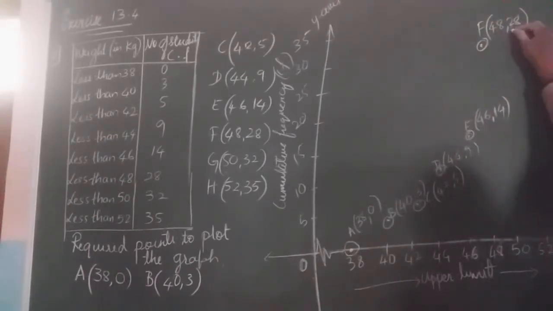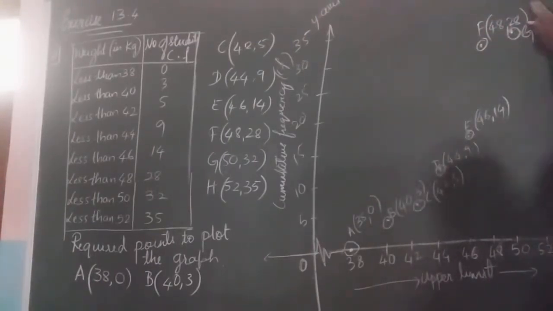So it will be nothing but G. G is 50 to 32. Next H, 52 to 33. Last, exactly it is 52 to 35. Now join the points.